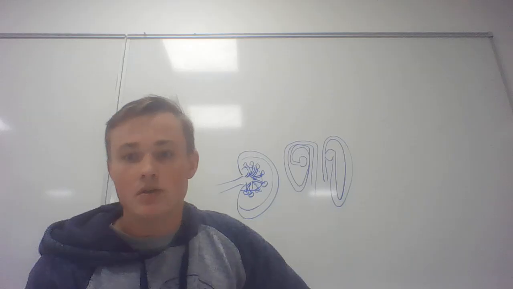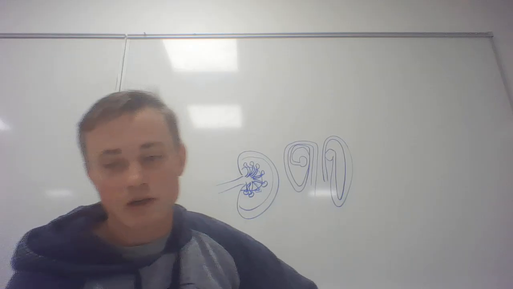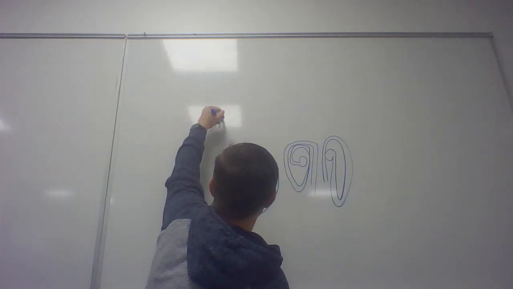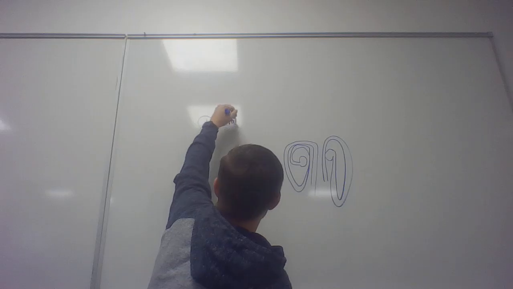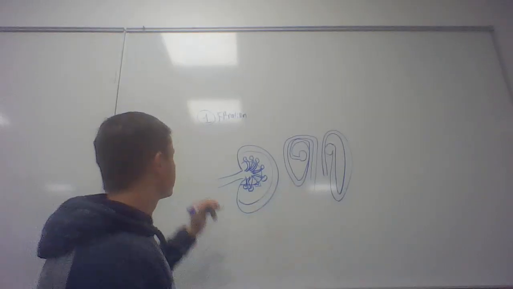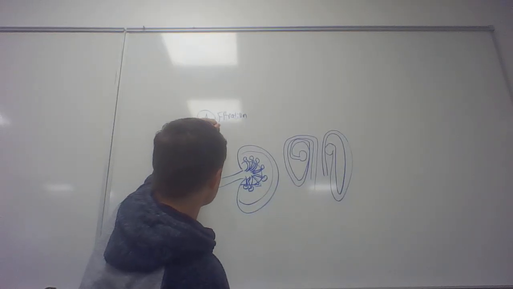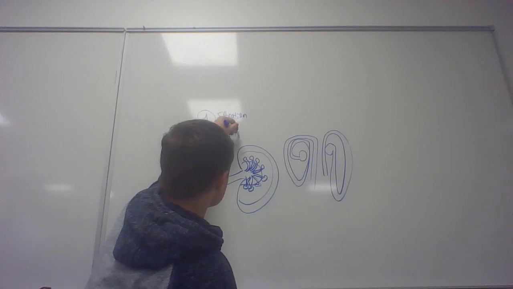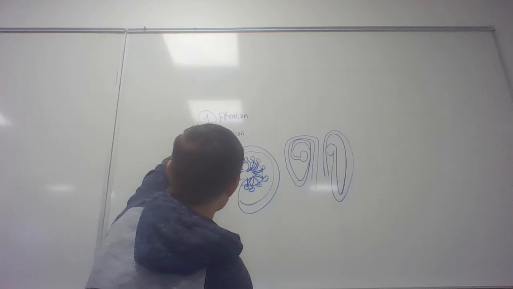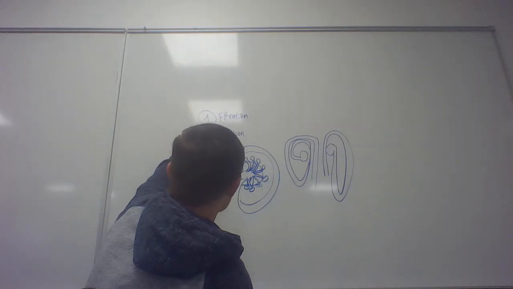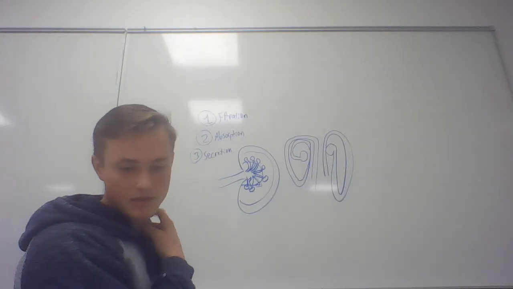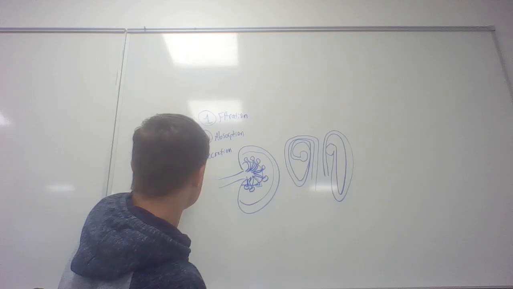And let's go through the 4 main steps of what our kidneys do for us. So the first step is filtration. Second step is absorption. Third step is secretion. Fourth step is excretion.